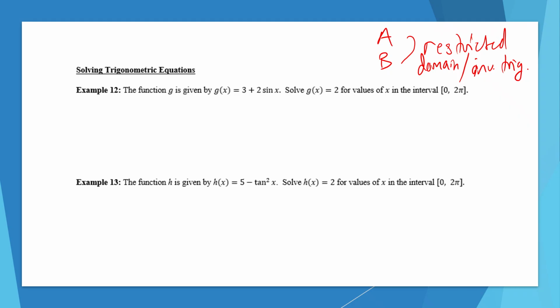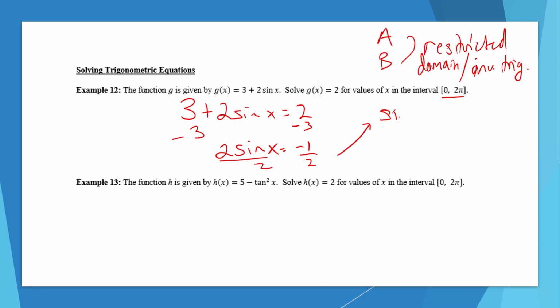So here, we're looking between 0 and 2 pi. So solving this, 3 plus 2 sine x equals 2. I'm going to start by subtracting 3 to get 2 sine x equals negative 1, and then divide both sides by 2 to get sine of x equals negative 1/2. Here on the unit circle, sine of x will be equal to negative 1/2 at 7 pi over 6 and 11 pi over 6.